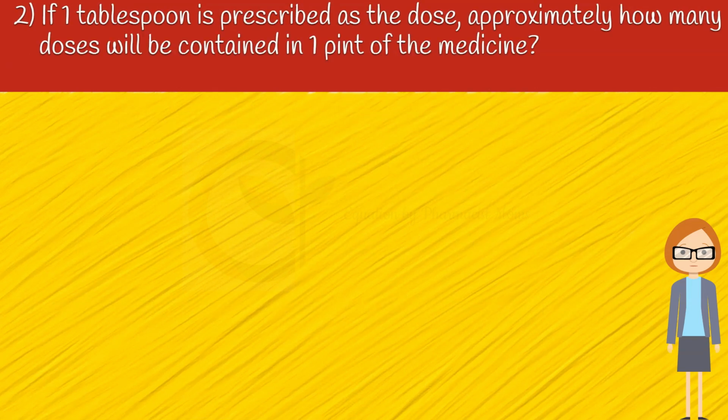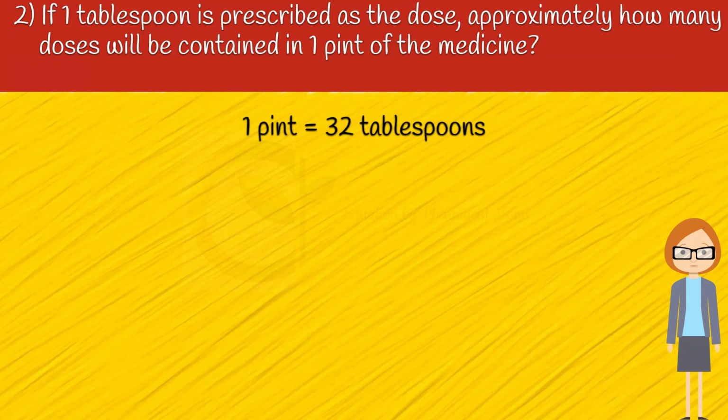Question 2. If 1 tablespoon is prescribed as the dose, approximately how many doses will be contained in 1 pint of the medicine? To determine how many doses are contained in 1 pint of the medicine, if 1 tablespoon is prescribed as the dose, we first need to establish the relationship between tablespoons and pints.